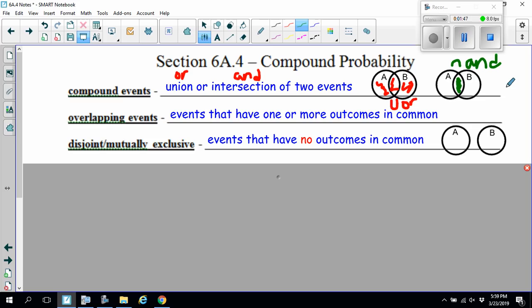Okay, let's talk about overlapping events. Events that have one or more outcomes in common. Basically, your overlapping events is the inside or the middle part of the Venn diagram.